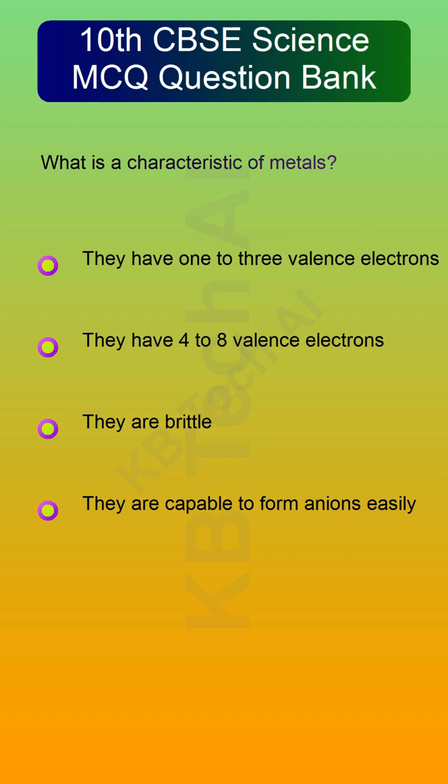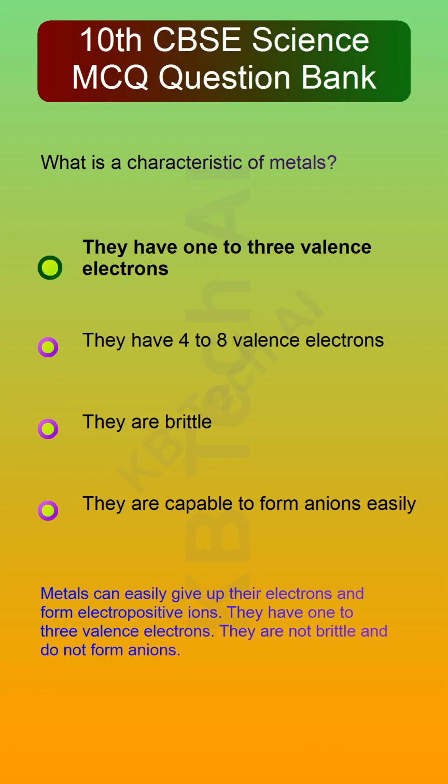What is a characteristic of metals? Option 1, they have 1 to 3 valence electrons, option 2, they have 4 to 8 valence electrons, option 3, they are brittle, option 4, they are capable to form anions easily. The answer is, option 1, they have 1 to 3 valence electrons.